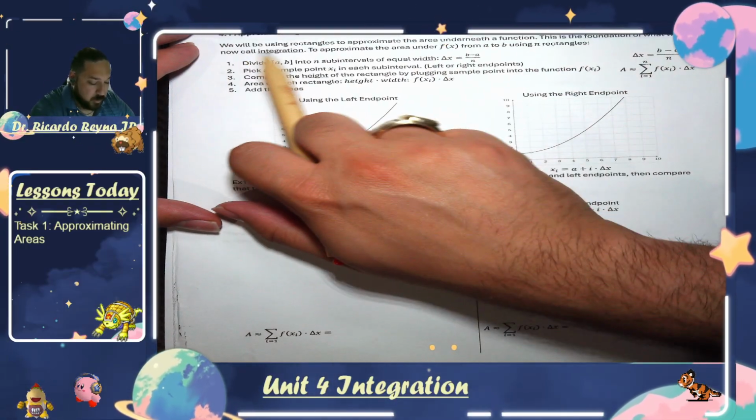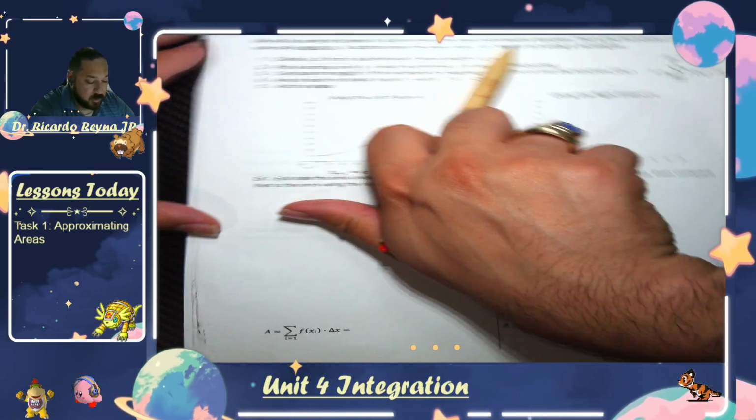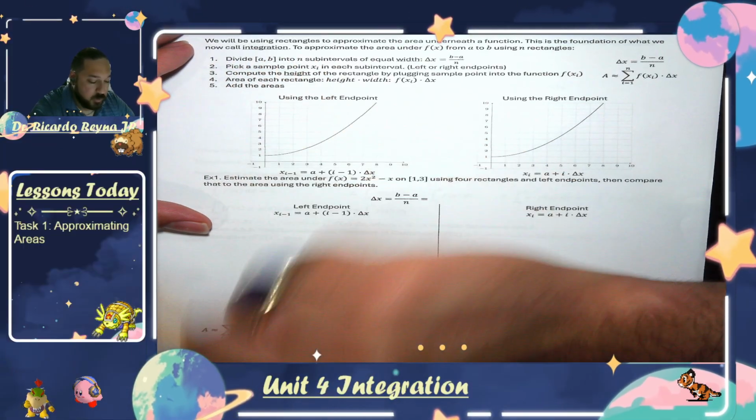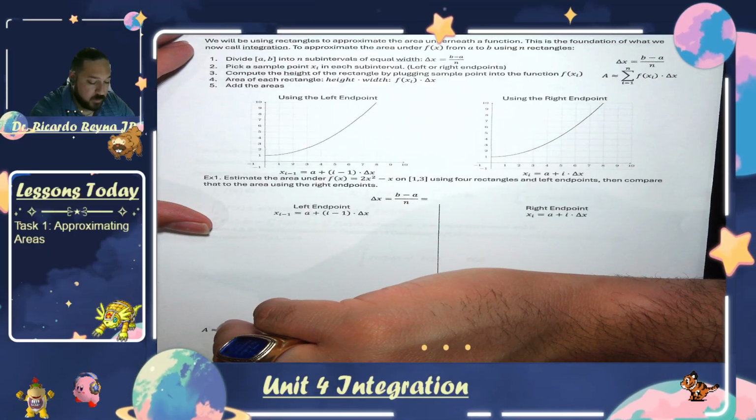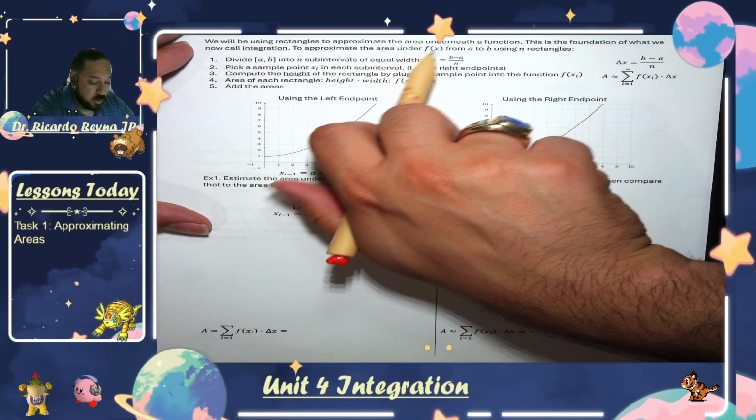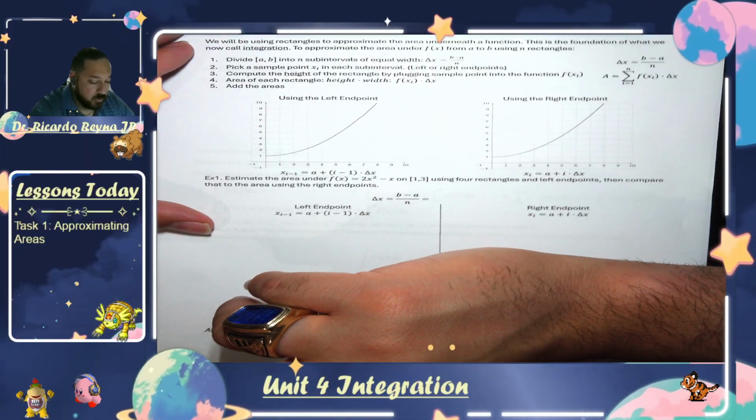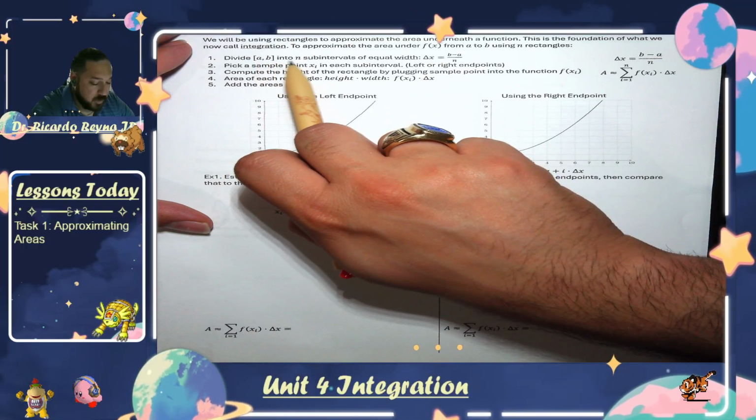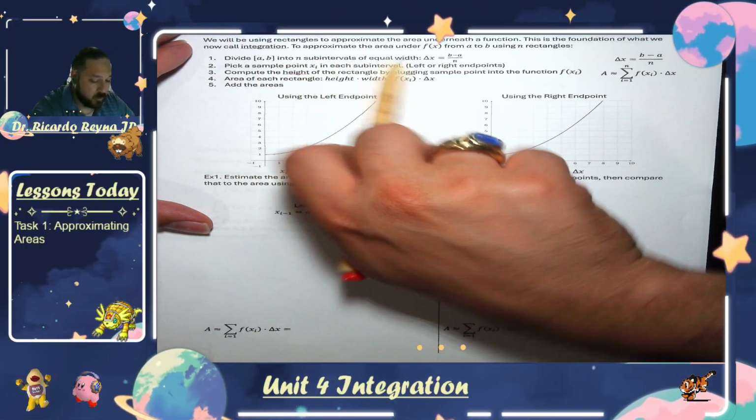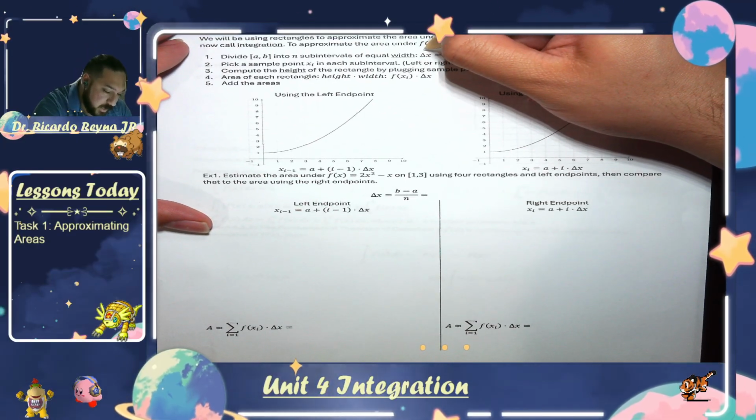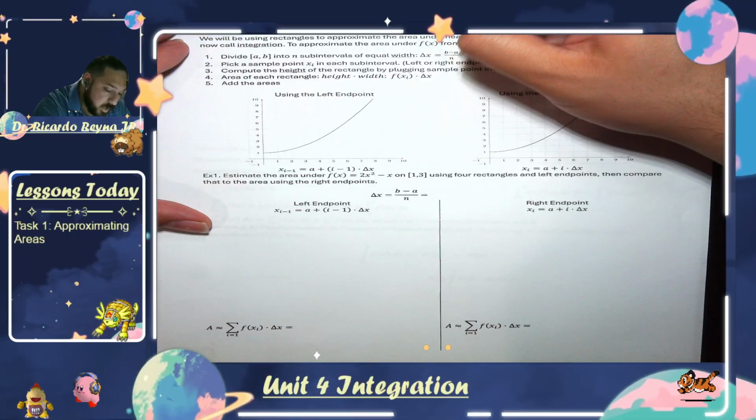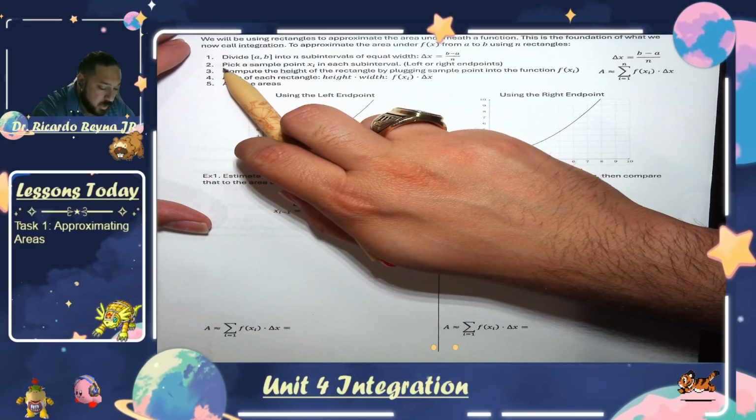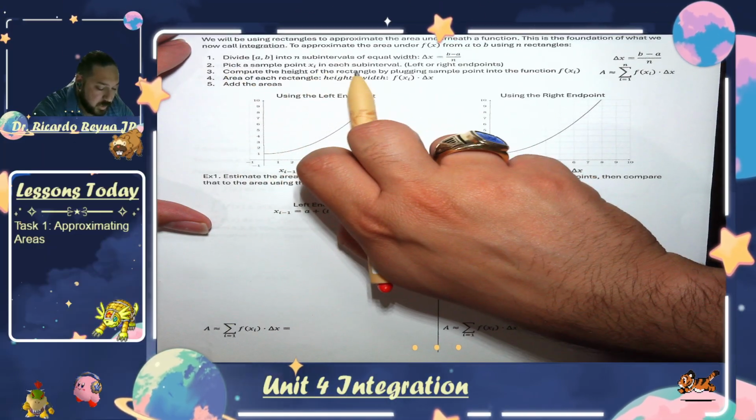So, for example, we will be using rectangles to approximate the area underneath the function. This is the foundation of what we now call integration. To approximate the area under f of x from a to b using n rectangles, step 1, divide the segment a to b into n subintervals of equal width. This will be noted as delta x, or the change of x, and you'll just plug in the pieces of this fraction. Then pick a sample point xi in each subinterval.